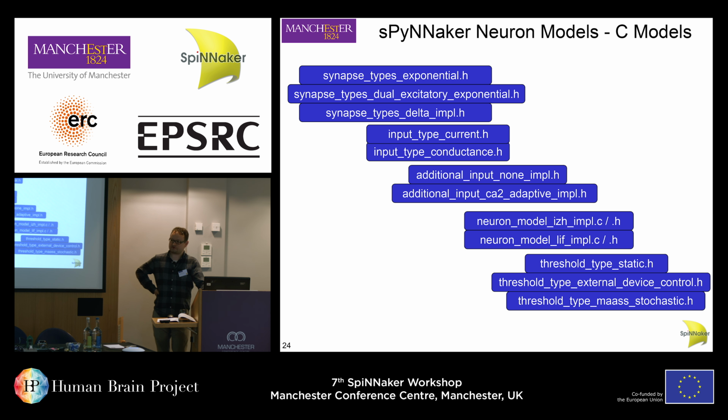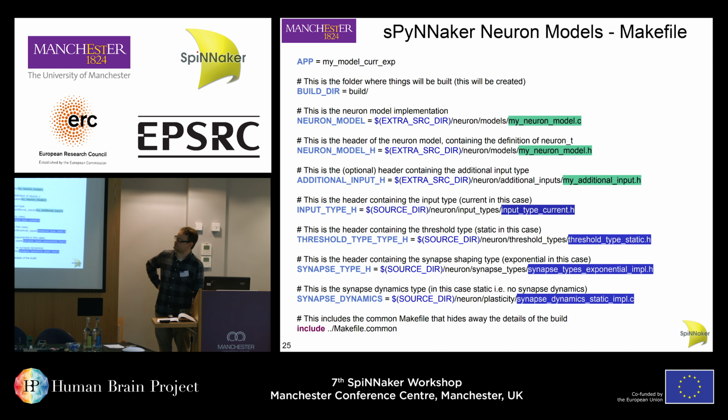So these are currently what's available in SpiNNaker in the most recent release. Each of these different components is available to you to use at the moment. If you want to write your own that's not here, you'll have to use the new model template. But if you need to use any of these, then what you basically do is create a makefile that looks something like this. What I'm showing highlighted in blue here are header files for things that are already available in SpiNNaker.